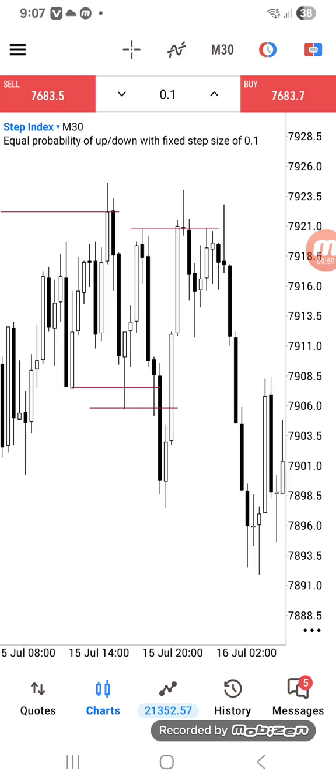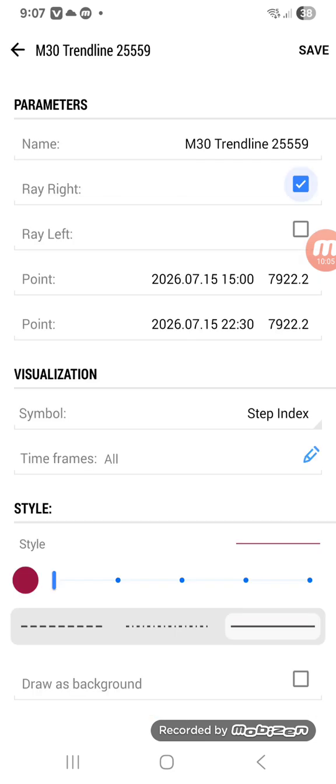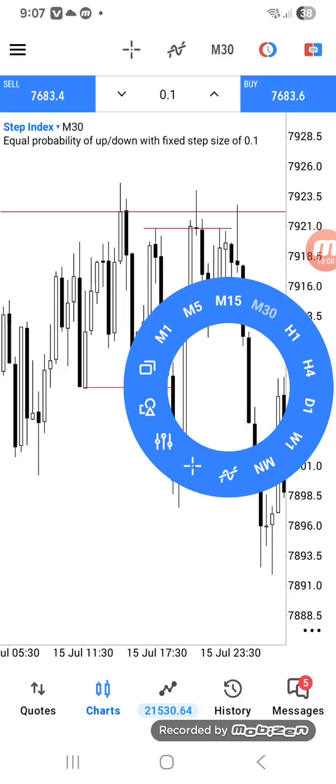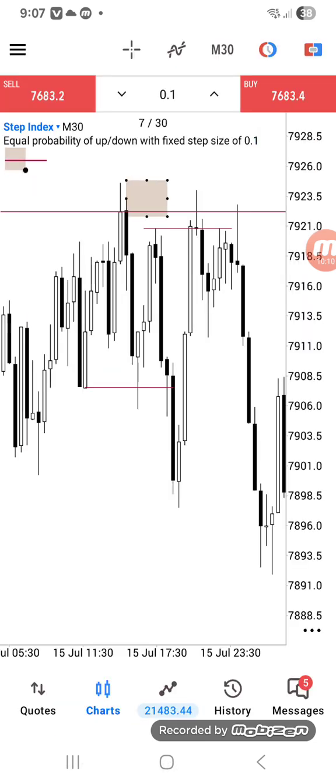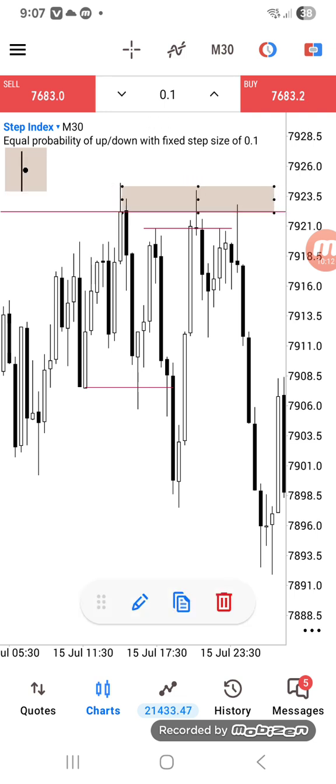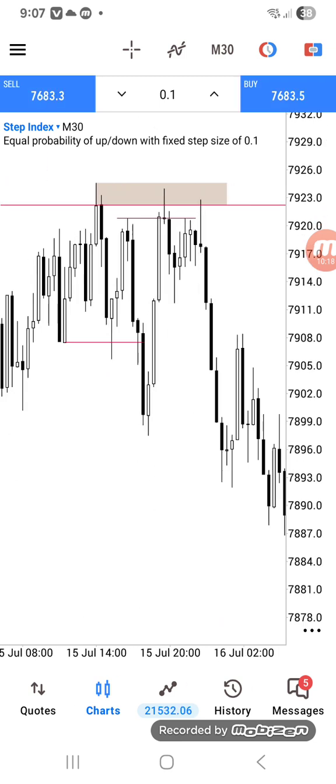So those who could have entered a little bit early could have entered at this rejection point, the rejection block on that level. The rejection block is here. That's the rejection block we are talking about. Yes. Now on my end, how could I have entered this trade?